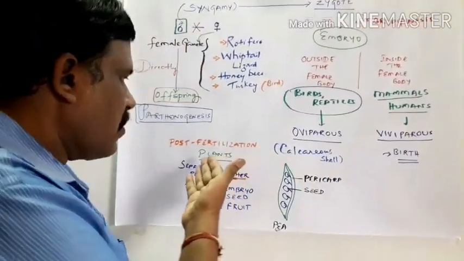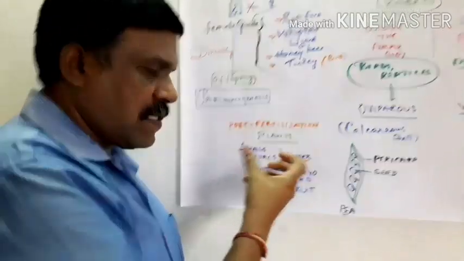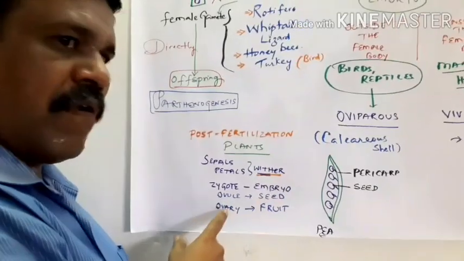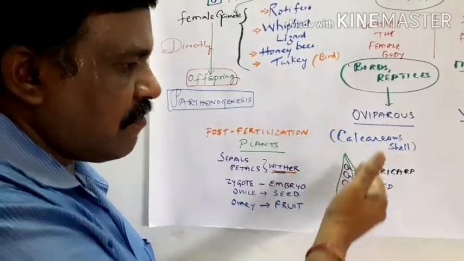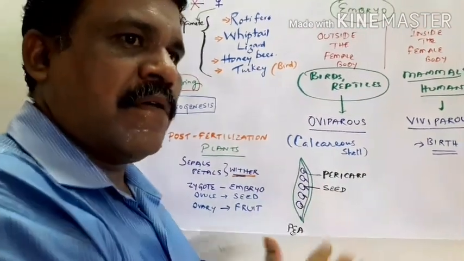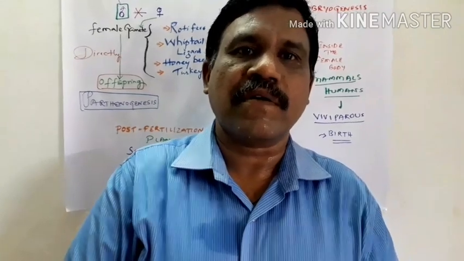And when we talk about the plants, these are the events occurring. The sepals and petals wither, the zygote changes into the embryo, the ovule changes into the seed, and the ovary changes into the fruit. This is one of the fruits, highlighting where the pericarp and the seed are. Okay, children, I hope so. This is the end of the chapter, reproduction in organisms.